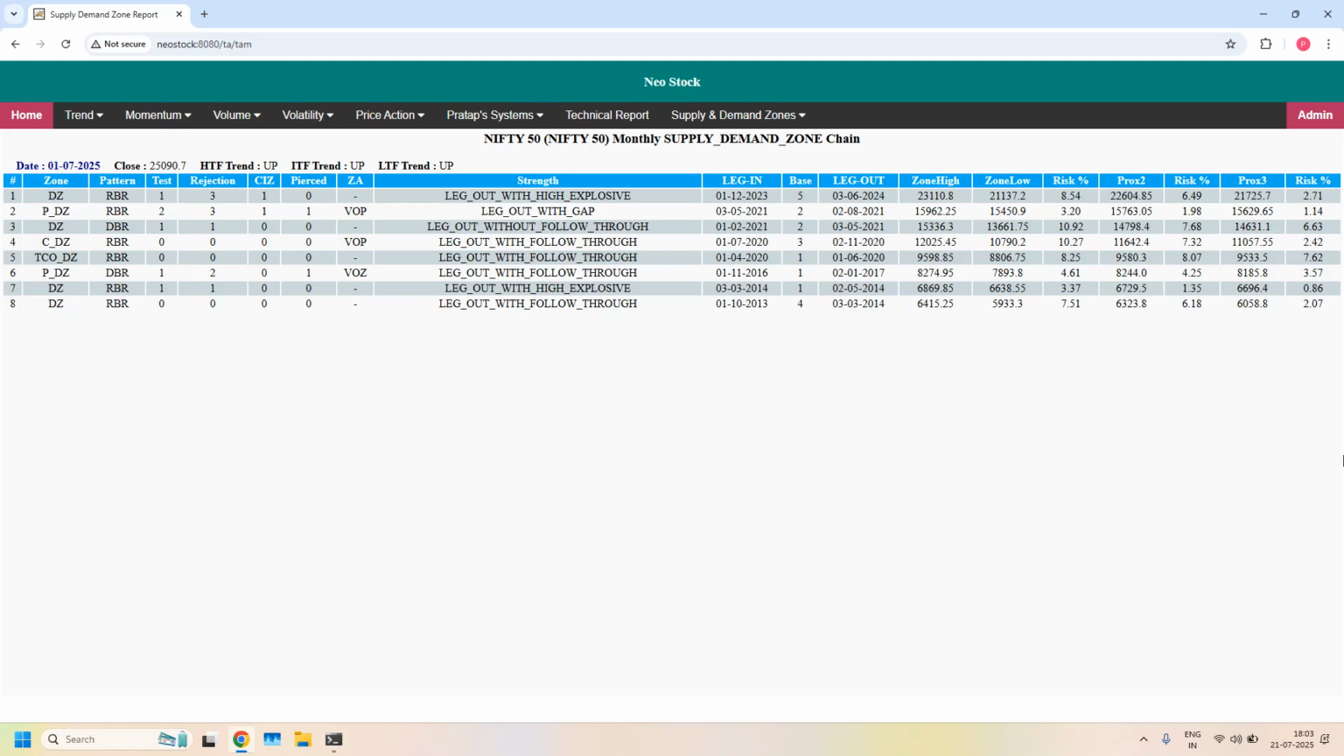In any supply demand zone chain report, always look into the zone column to find the high liquidity zones. Look into the pierced column to find the pierced zones. Always look into the LTF trend to find the trend of the current time frame you have selected. You already learned one time frame higher is ITF and one more time frame higher is HTF. And also don't forget to pause the video when you are moving from one report to another report, because I am giving you very few seconds time to watch the reports.